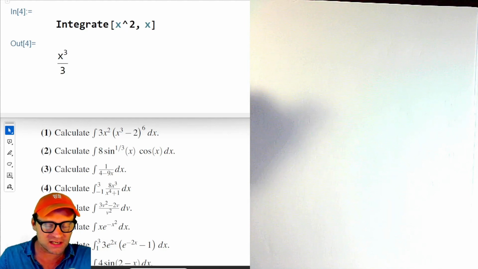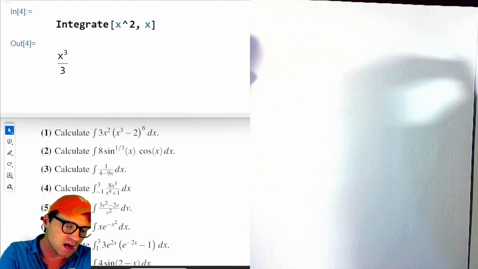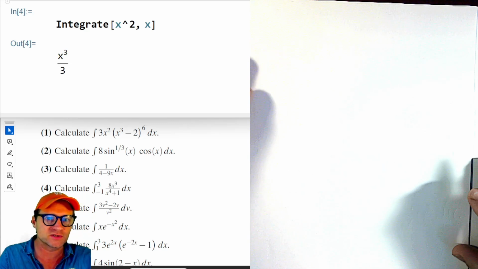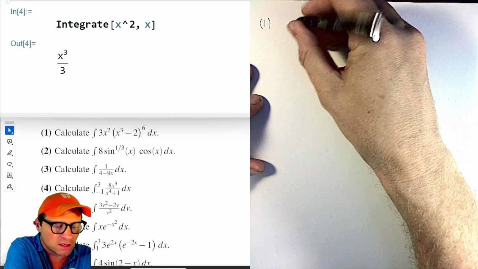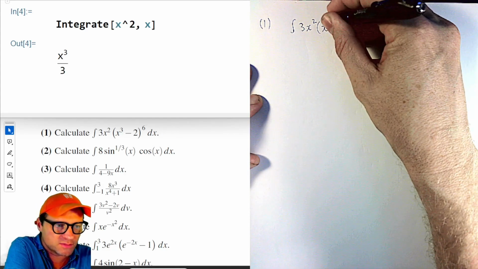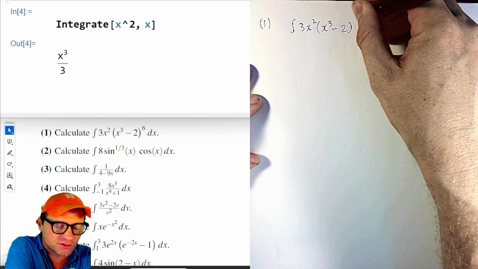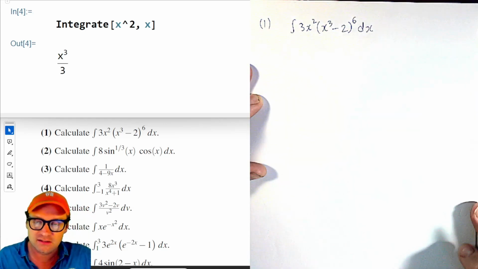Welcome! In this elementary calculus tutorial, we are going to do integration by substitution. And so I'll show you how I do problems like these. So let's begin with question 1, where we're asked to integrate 3x squared times (x to the power of 3 minus 2) all to the power of 6 with respect to x.